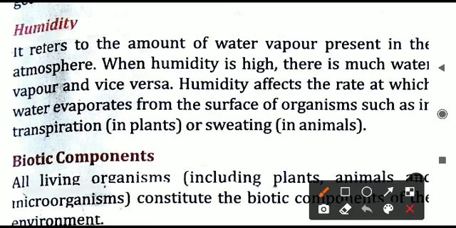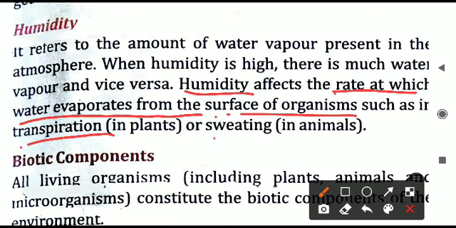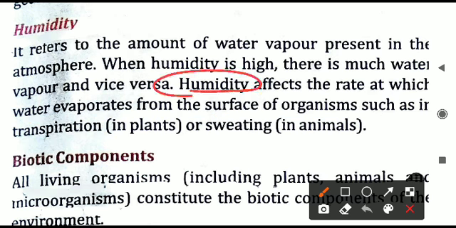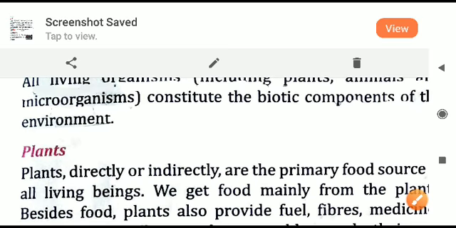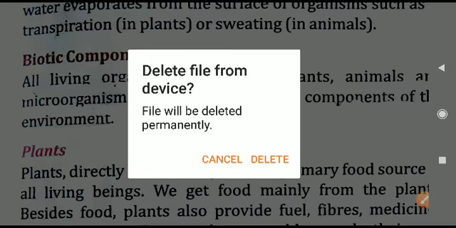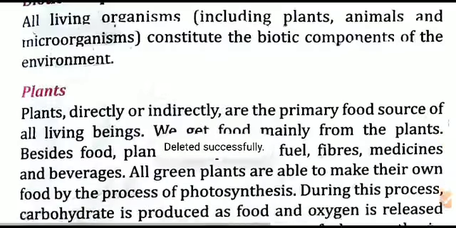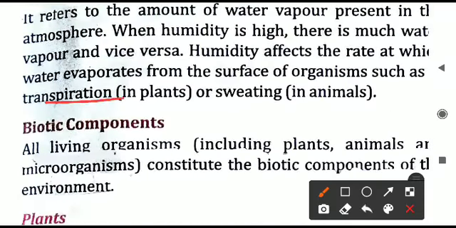So this humidity will affect us in which manner? It will affect the rate at which the water evaporates from the surface of organisms, especially transpiration, and in the case of animals it is sweating. If there is more humidity, more water vapor in the surroundings, then transpiration and sweating will be less, and the opposite will take place. So here we can say that sweating as well as transpiration depend upon the humidity. More humidity and less humidity will affect the rate of transpiration as well as sweating.